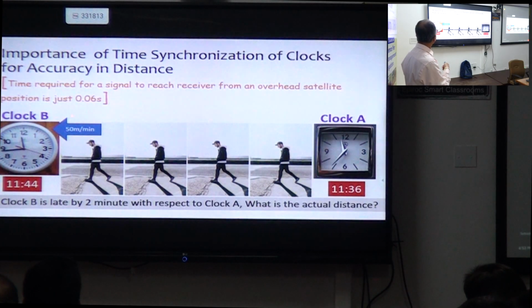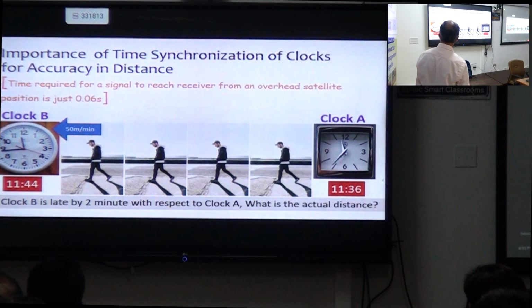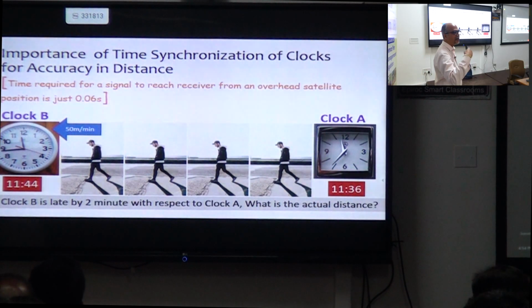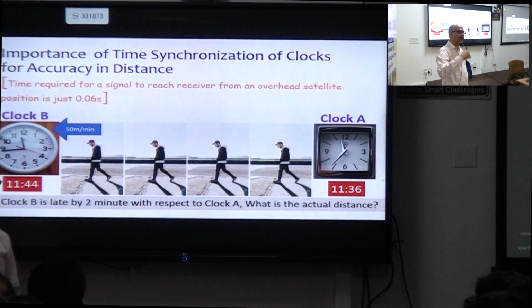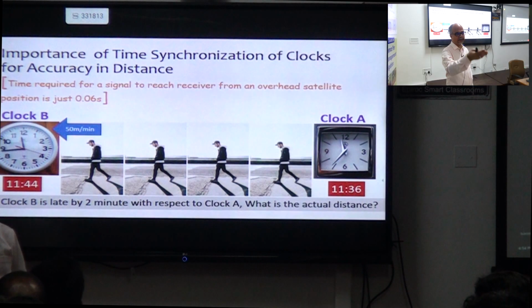My speed was say 50 meter per minute. So what will be the actual distance? Actual distance will be 500 meter. So we end up underestimating the distance, or if the clock is fast, then we will be overestimating it.